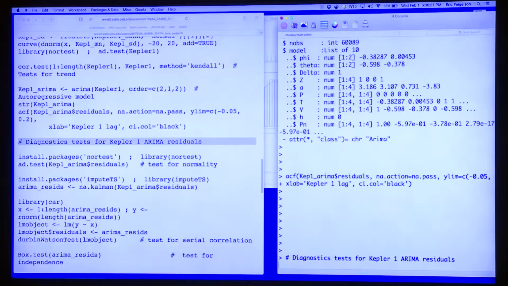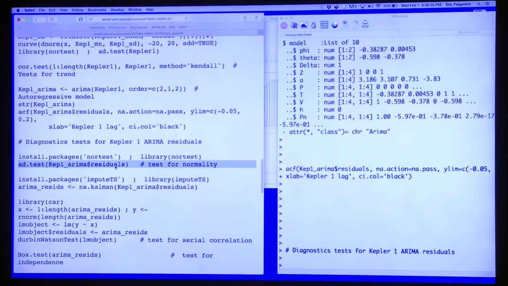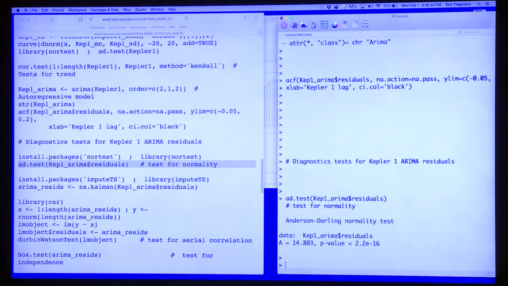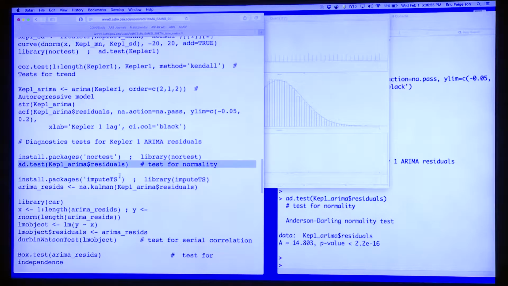Now most of you, it is doubtful you have seen much of the next material I'm going to show you. So the first diagnostic is to say, are the residuals normally distributed? And that one you've seen. That one's called the Anderson-Darling normality test. And the answer is it is not normally distributed.